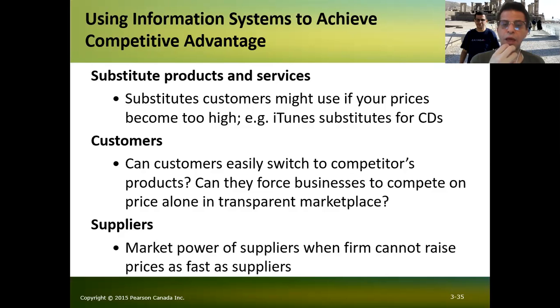to CDs. And then there is a force coming in from the customers themselves, where the customer can control the business. Can customers easily switch to a competitor's products? Can they, or do they have no option but to stick with that? For example, when it comes to the supply of water, I don't have that much option.